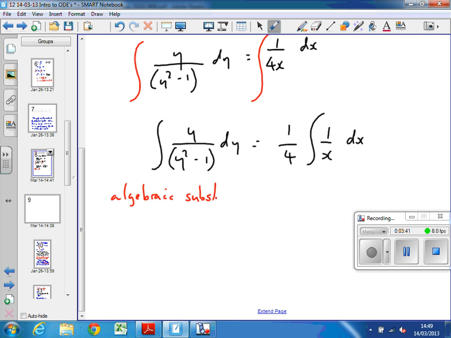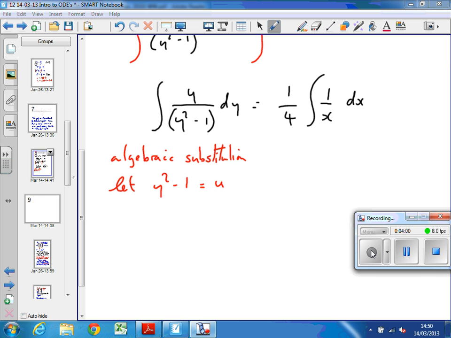We let y squared minus 1 equal u. Now, can you remember what we do next with this? So now we differentiate and we get du by dy equals 2y, because the 1 disappears and the 2 comes down. Yeah. No, we're just differentiating u with respect to y.